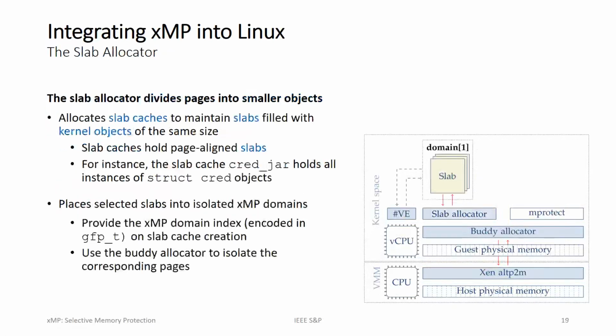The slab allocator builds on top of the buddy allocator. It maintains caches of slabs with frequently used kernel objects of the same size. For instance, the kernel uses the cred_jar slab cache to maintain all instances of the struct cred data structure. We extend the slab allocator in a similar way to the buddy allocator. This means by encoding the xMP domain's index into the allocation flags, we can instruct the slab allocator to place selected slabs with all instances of a particular kernel data structure into an isolated xMP domain.